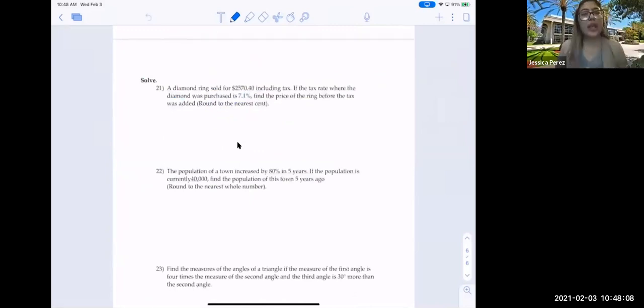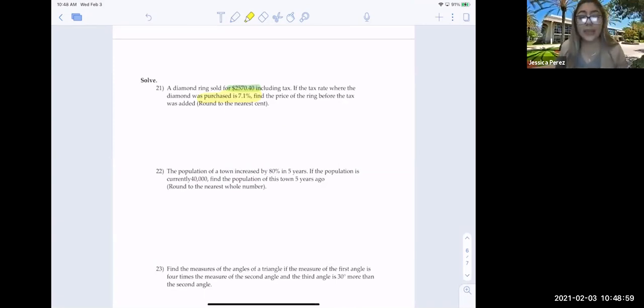Okay, so question 21, this is a word problem. That's why it's nice to have the notes in front of you so then you don't have to write all this down. What we want to do for this particular question: it says a diamond ring sold for, they're already telling you the amount, $2,570.40, including the tax. If the tax rate where the diamond was purchased is 7.1%, find the price of the ring before the tax was added.